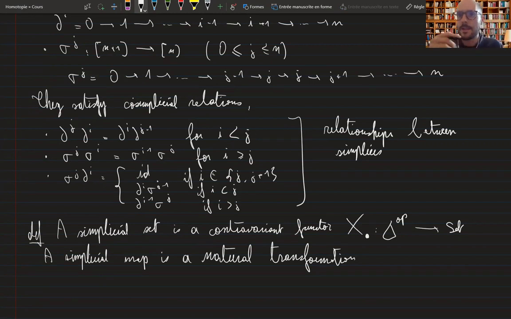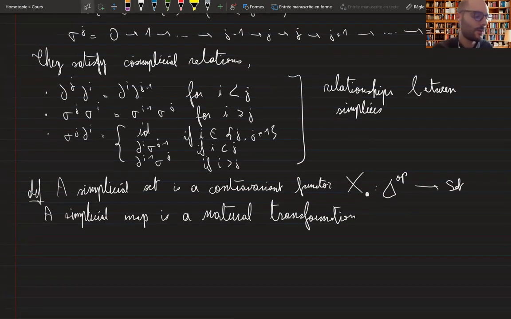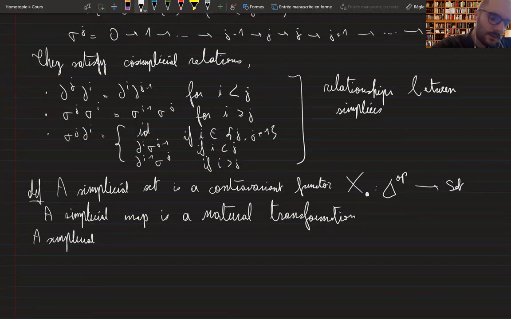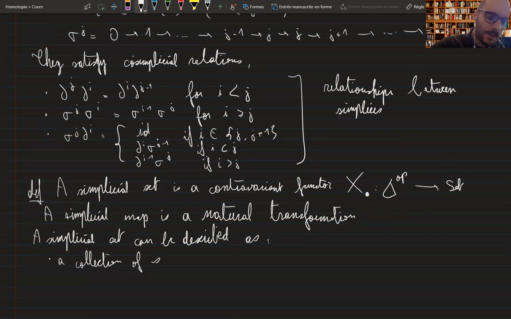So that means it's a collection of maps from each level, from each Xn to the Yn, such that it commutes with all the simplicial structure maps. And so a simplicial set can be described as a collection of sets. So typically we will denote it as X is Xn for n at least zero.